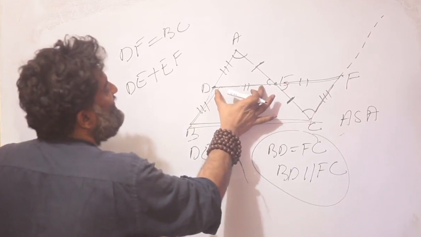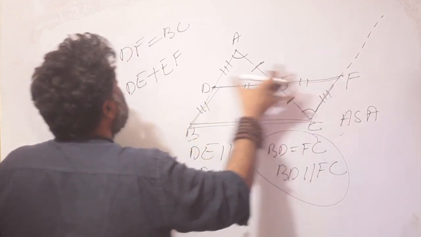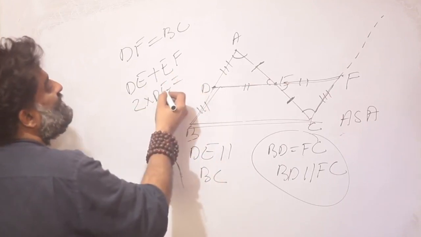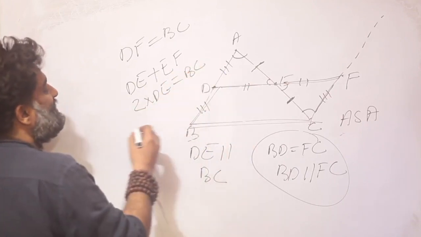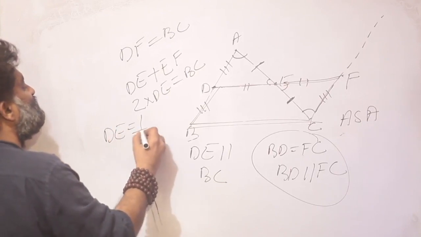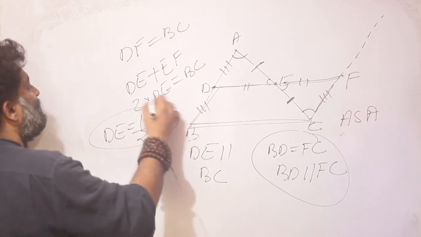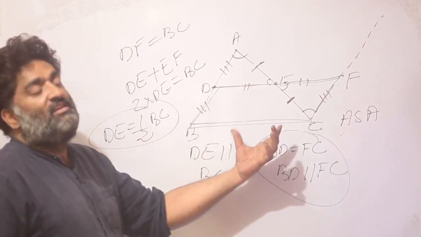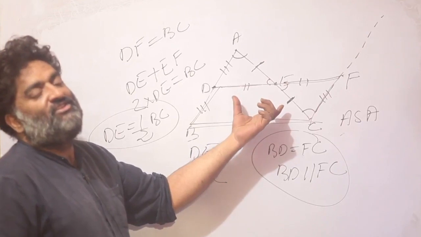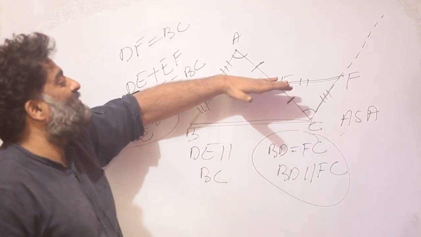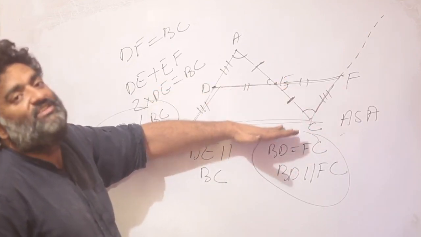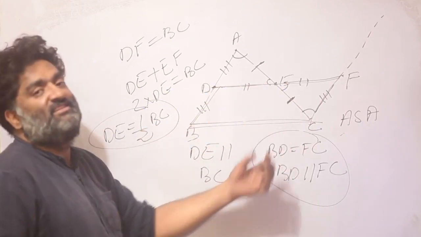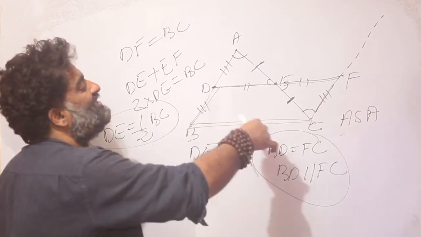I also see that DE is equal to EF. That means this is nothing but 2 times DE, and 2 times DE is equal to BC. That means DE is equal to half of BC. So therefore we have proven that if I have a triangle and two midpoints of the sides of the triangle are joined, the line formed will be parallel to the third side, and the length of line segment DE is going to be half of BC. And hopefully it is also clear where the proof came from.